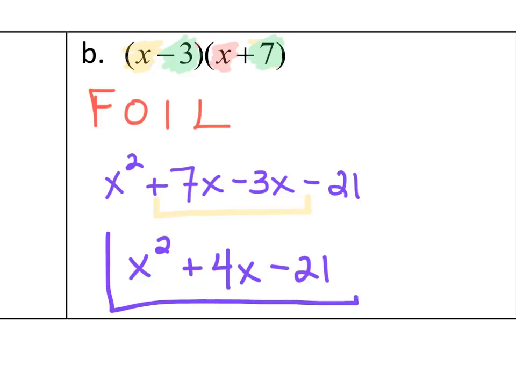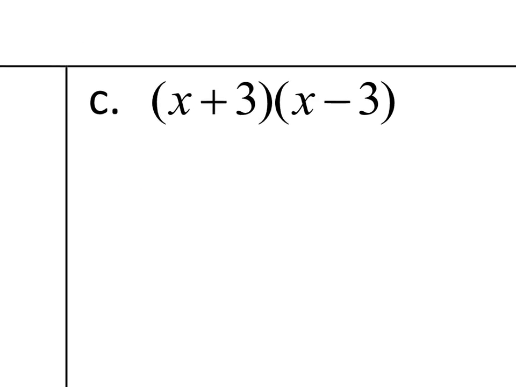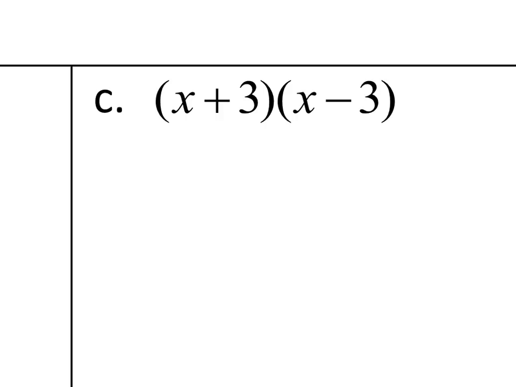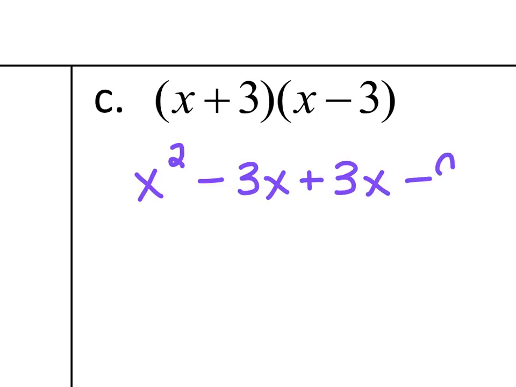And that's when you're multiplying a binomial times a binomial. Now if I use FOIL to multiply x plus 3 times x minus 3, my firsts gives me x squared, my outsides gives me minus 3x, my insides gives me plus 3x, and my lasts gives me negative 9. And when I combine those two middle terms, notice that negative 3x and plus 3x are going to cancel each other out, and all I have left is x squared minus 9.